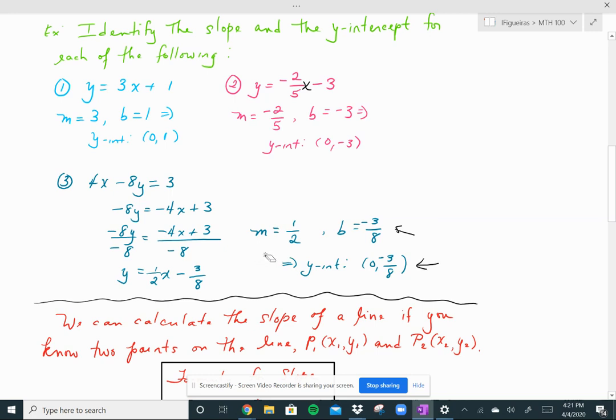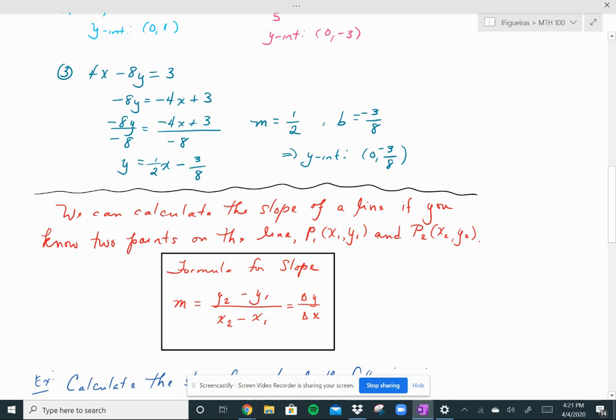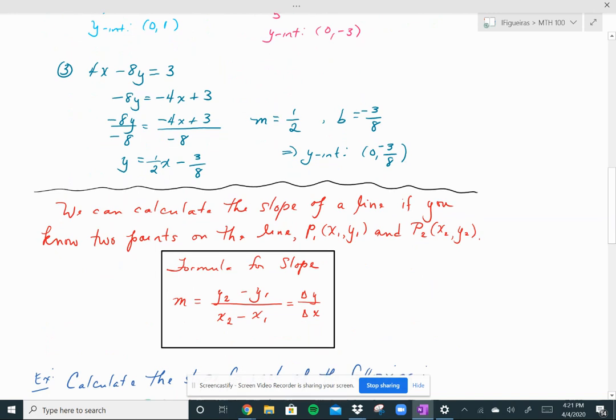All right, so now that we know how to pick out the slope and the y-intercept, let's learn how to actually compute the slope. So we can calculate the slope of a line if you know 2 points on that line.